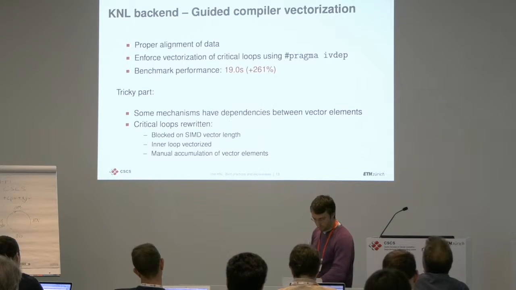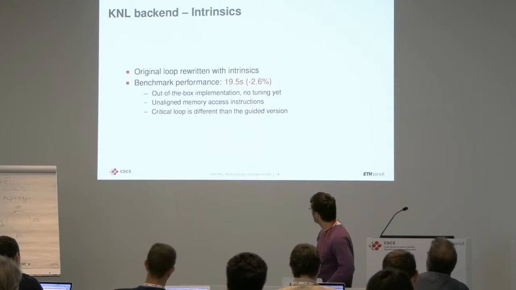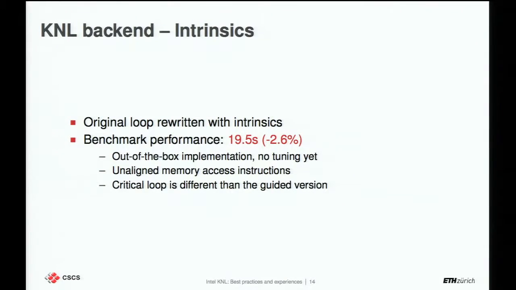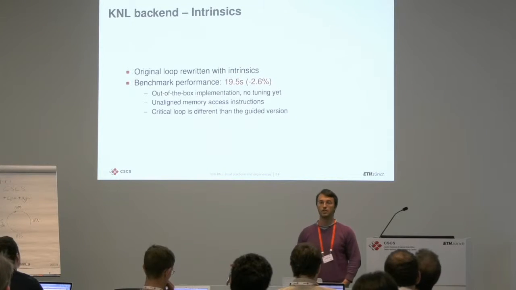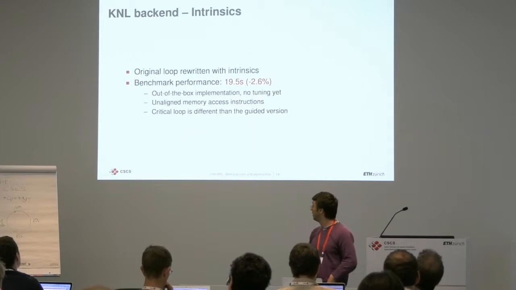So the next step was that we wrote the kernel with Intrinsics. I'm going to reason about why we moved to Intrinsics, although we see a very slight performance degradation, like 2.6%, from the optimized guided compilation. But this is just the first attempt, so we haven't dived into the code yet. For example, we're using analyzed memory accesses just to be safe. So it's the first attempt.